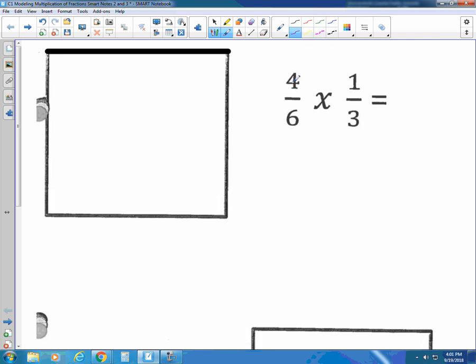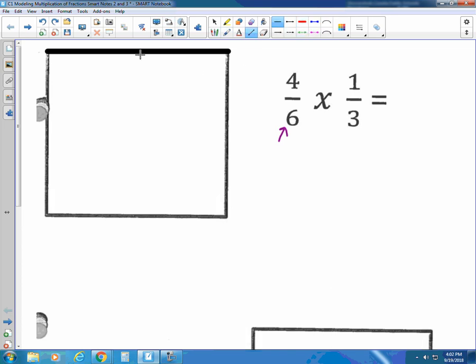Okay, so what we're going to do is take our 4/6 and use this box over here and represent 4/6 in columns. So the denominator represents how many total columns I need. I'm going to do the best I can here. Actually, I should probably use a line.